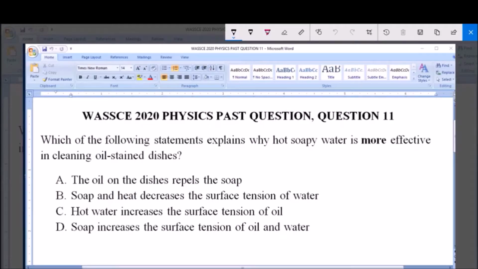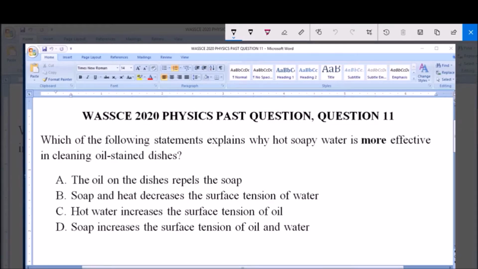I will be answering WAEC 2020 physics past question, question 11. Which of the following statements explains why hot soapy water is more effective in cleaning oil-stained dishes? A. The oil on the dishes repels the soap. B. Soap and heat decrease the surface tension of water. C. Hot water increases the surface tension of oil. And D. Soap increases the surface tension of oil and water.